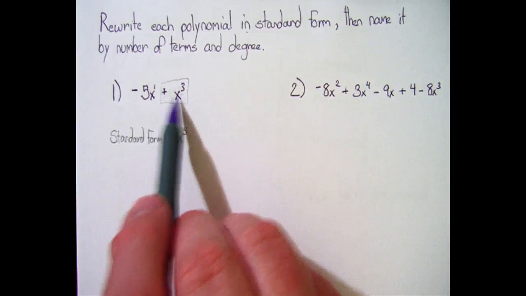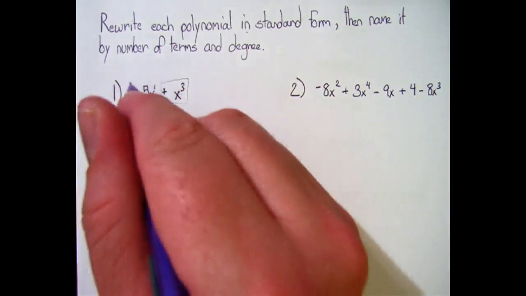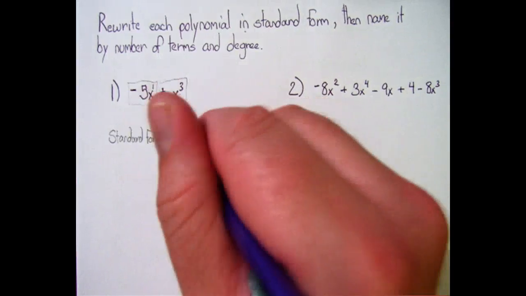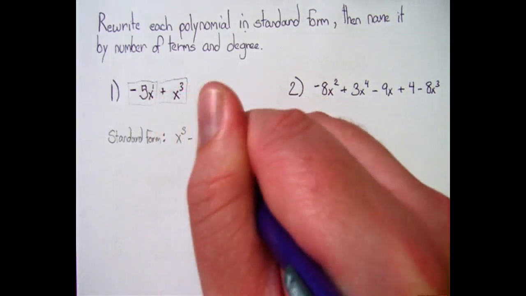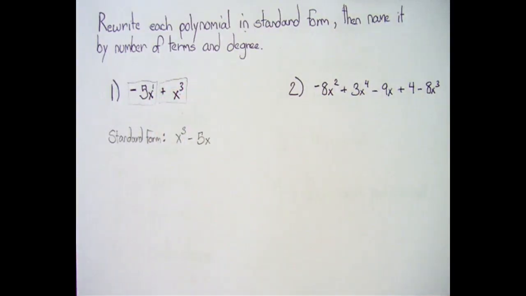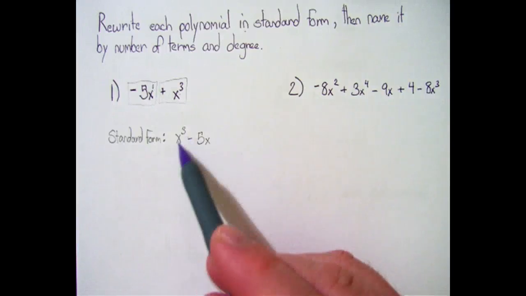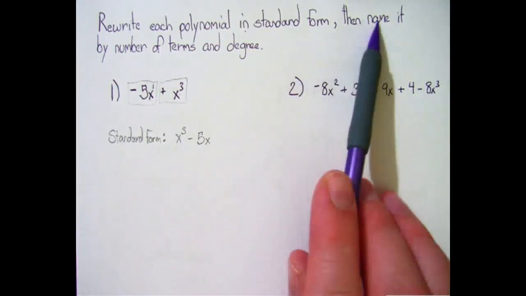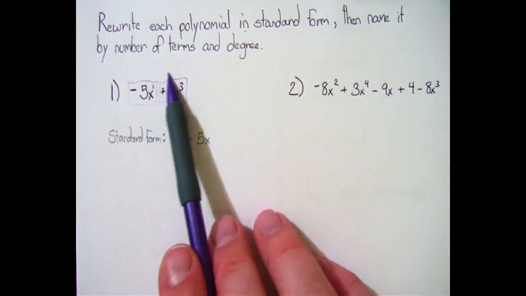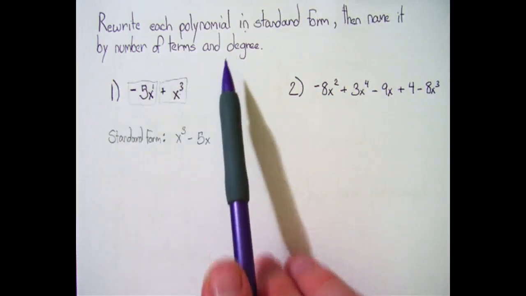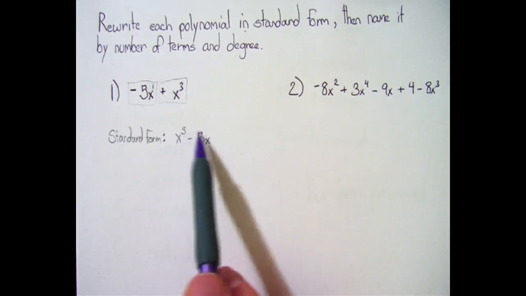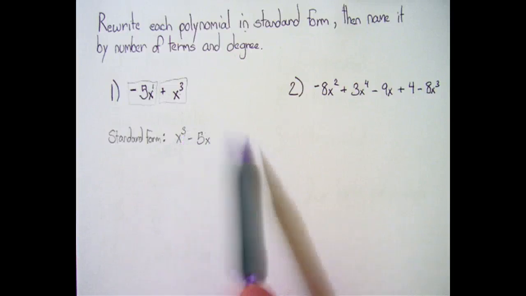Then I look for the next largest exponent, which in this case is going to be the 1. So I take it and the sign that's in front of it and rewrite this so that it looks like that. So in standard form, this is x cubed minus 5x. Now I'm supposed to name this by number of terms and degree. So let's start with degree. Notice how when I put this in standard form, I looked for the exponents and I put them in there, starting with the biggest and then going down.